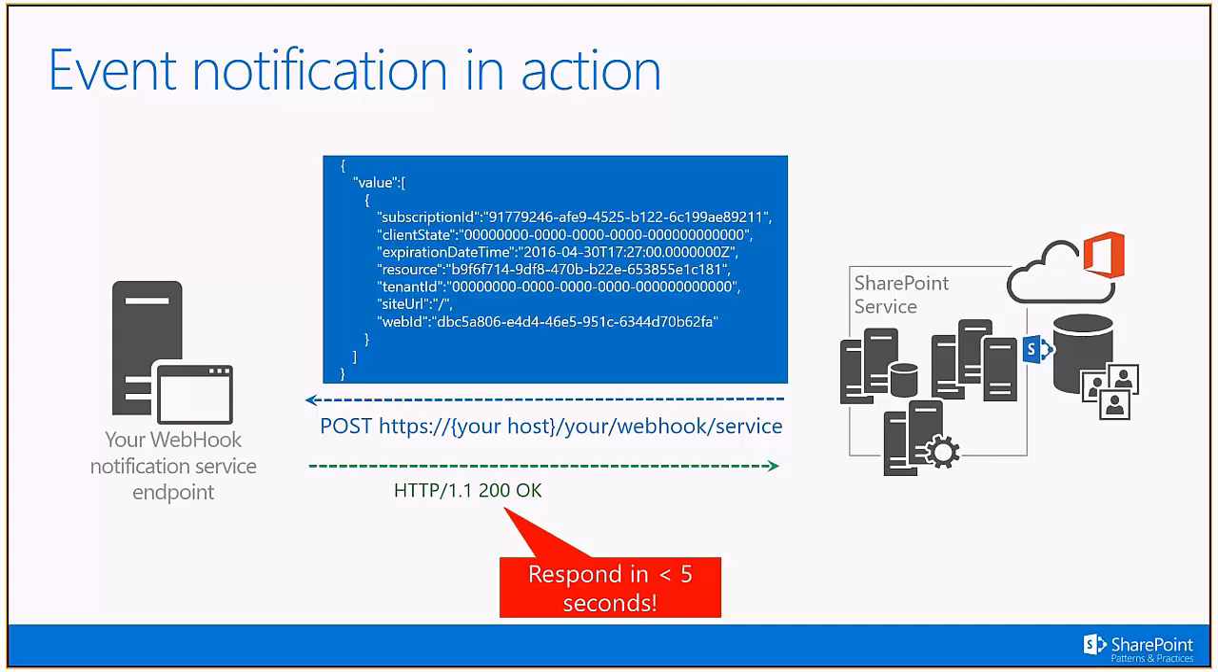And then it's up to your service to do something with the notification. So a typical approach is to use the Get Changes API in SharePoint, go to the list, figure out what has changed, and process the changes, which is then your typical business logic.